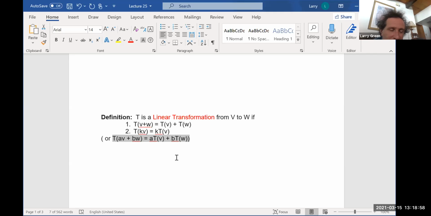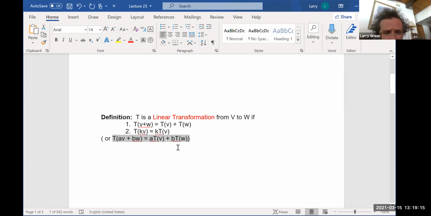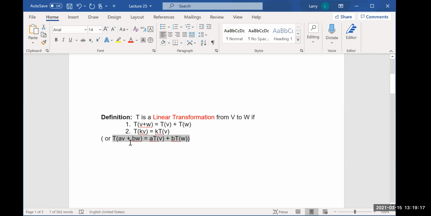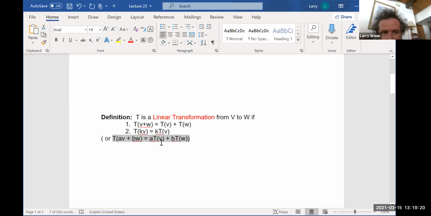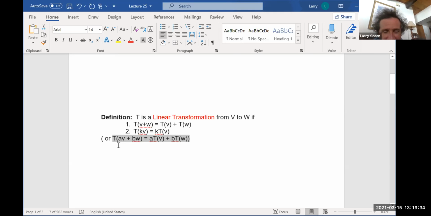Also easy. Let T of W be 0. Close, not T of W, because then you'll end up with T of AV plus BW equals A T of V. But you can't have a plus BW, because number 2 doesn't have a plus BW. But you're on the right track. You just let B be 0, and maybe just change the letter of A to K. And then you get immediately number 2.